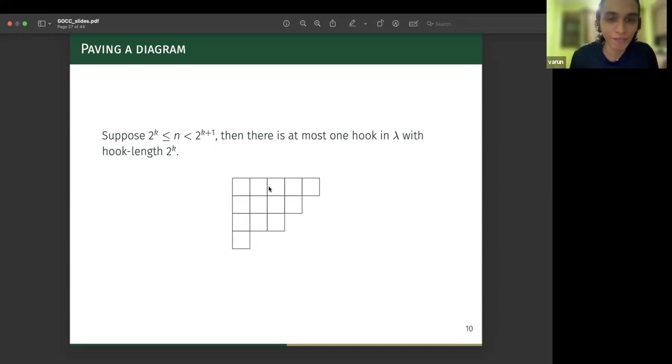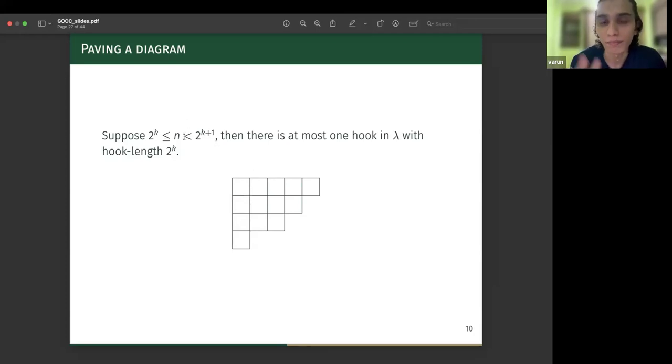So now the only thing I have left to consider is if I have a large hook like this in the first row and one in the first column. And when that happens, they only intersect in one cell. So again, you can argue from there that the existence of two such hooks violates this condition, that 2 to the k is the hook length, the largest power of 2 that's smaller than n.